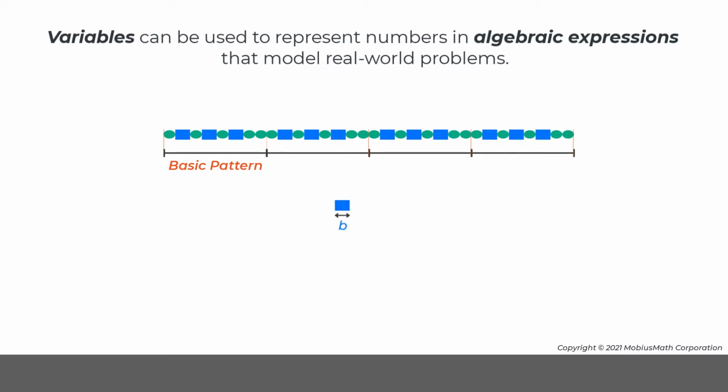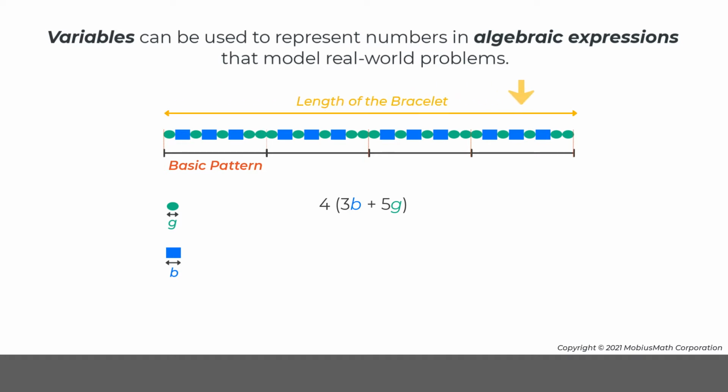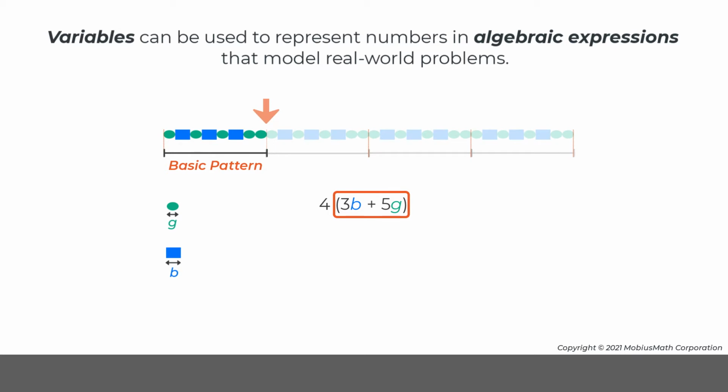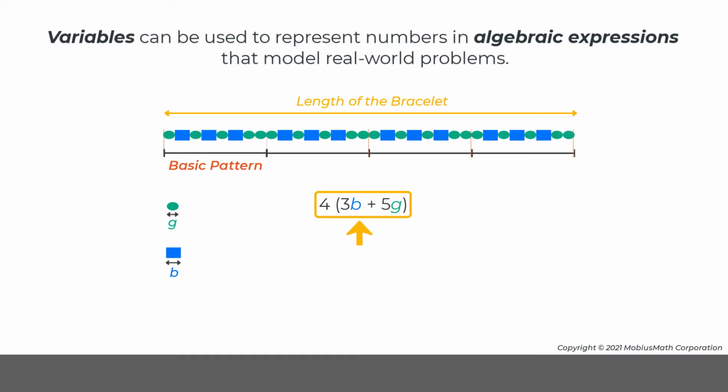If the variable b is the length of the blue bead and the variable g is the length of the green bead, an algebraic expression can be written to represent the length of the bracelet. The terms inside of the parentheses represent the length of one basic pattern. Each term inside of the parentheses represents the number of beads of that color, the coefficient, multiplied by the length of that color bead, the variable. The length of the basic pattern is then multiplied by 4 to equal the length of the bracelet.